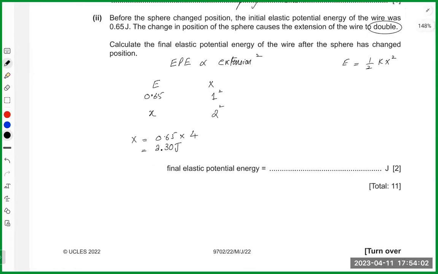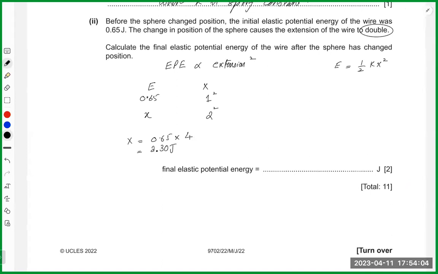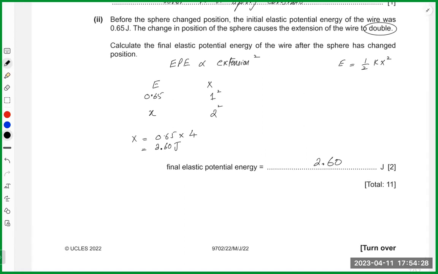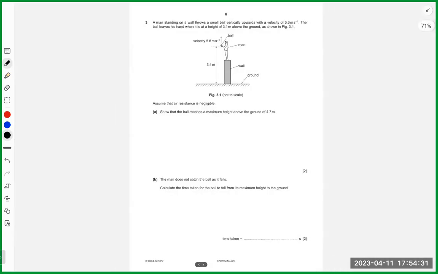2.6. Sorry? Oh, 2.60. So that's it. Because remember, energy and extension are directly proportional, but there has to be a square on displacement. Okay.